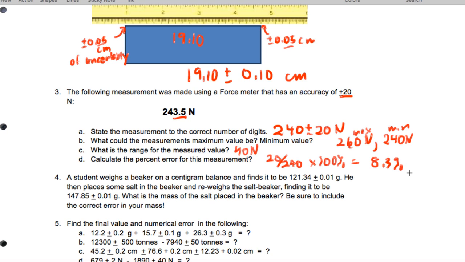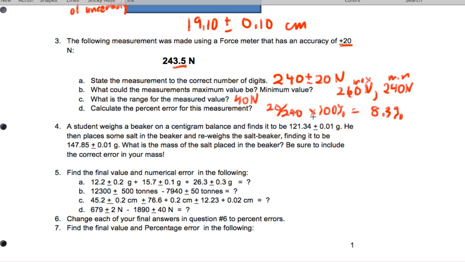So there we go. Now with this next one, we are weighing a beaker. This is really funny because you've done a zillion of these. What we're saying is we get a plain old beaker, we're going to add a bunch of salt to it, and surprise, the combo is now heavier, so we want to know how much salt was in the beaker. Here's how I'll write this. Beaker plus salt is 147.85 plus or minus 0.01. Plain old beaker is 121.34 plus or minus 0.01.